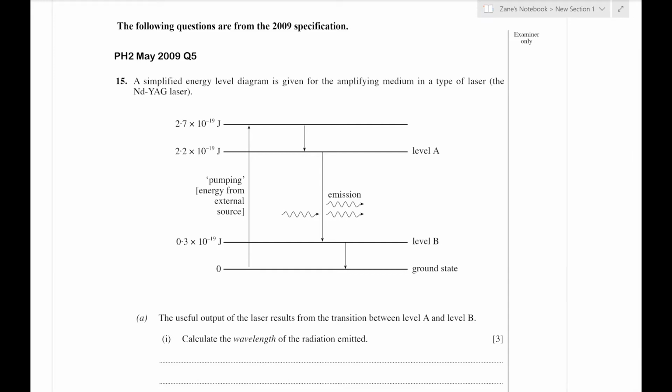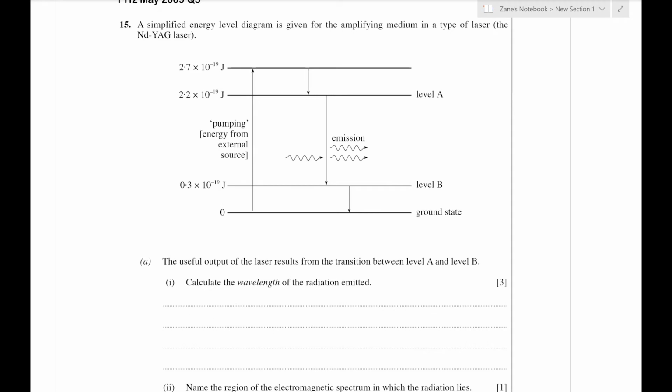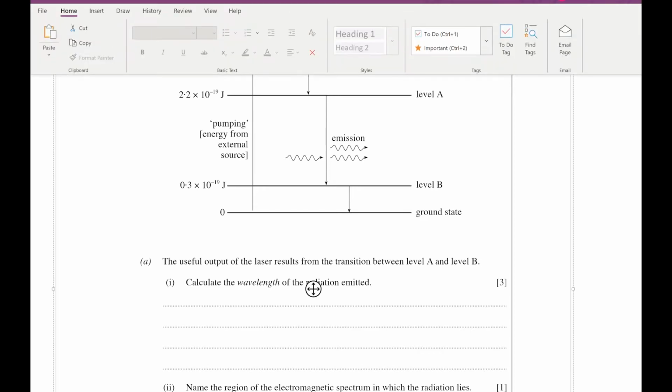This was from May 2009's Unit 2, and it was actually the very first question on lasers. It was question 5 from that paper. Well, I say the first question on lasers in the new spec anyway. So we're given a simplified energy level diagram for the amplifying medium in a type of laser. They give a name to it. We're not particularly worried about what that name is.